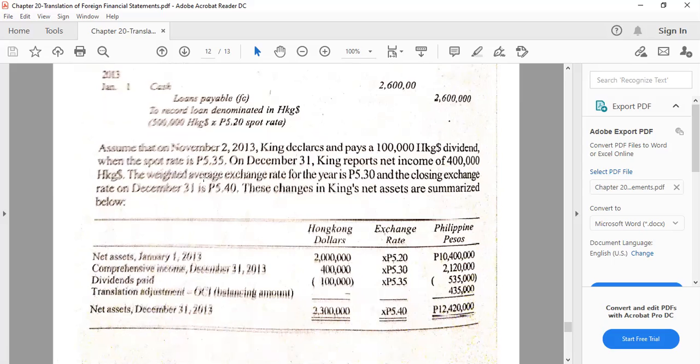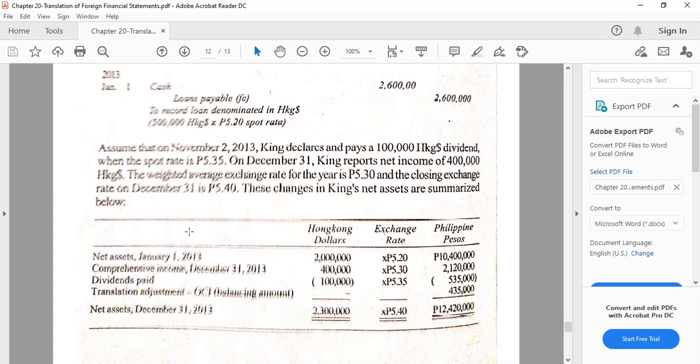So if it is a dividend that is really declared, remember in part one, we said that we are going to make use of the spot rate at the date of transaction. While for the net income, the profit or losses, we have to use the weighted average exchange rates for practical expediency purposes, to make the job of translation easier and faster.